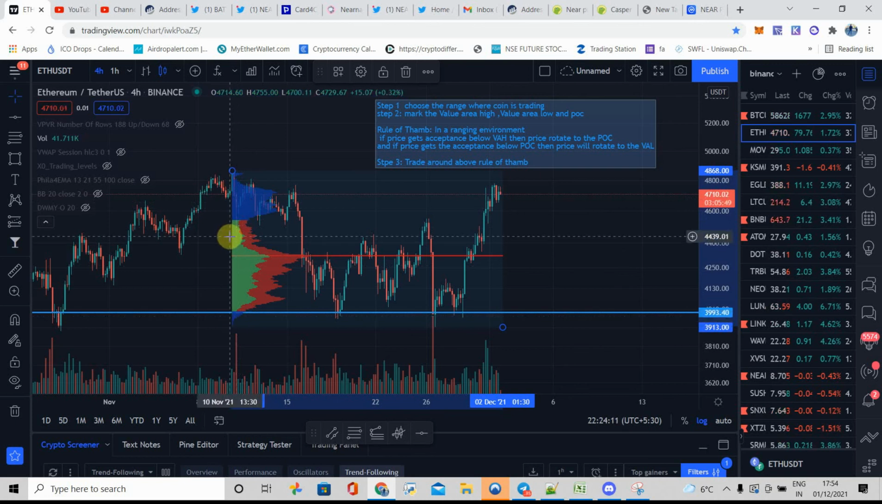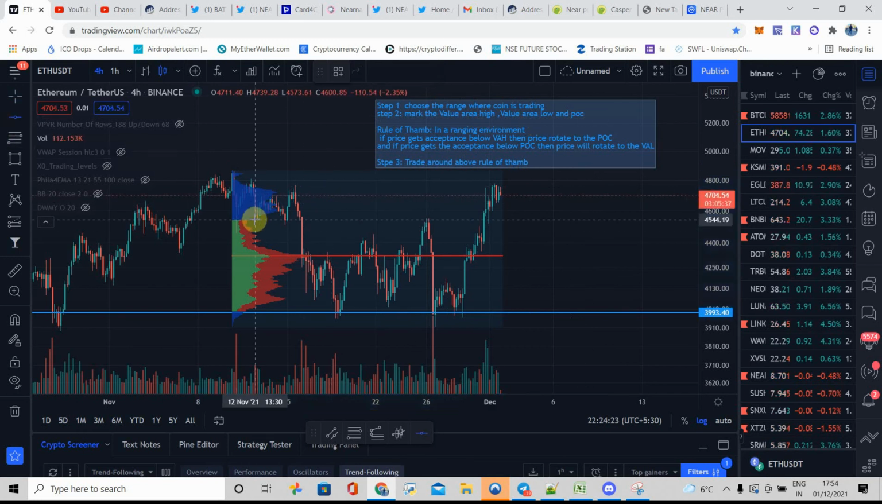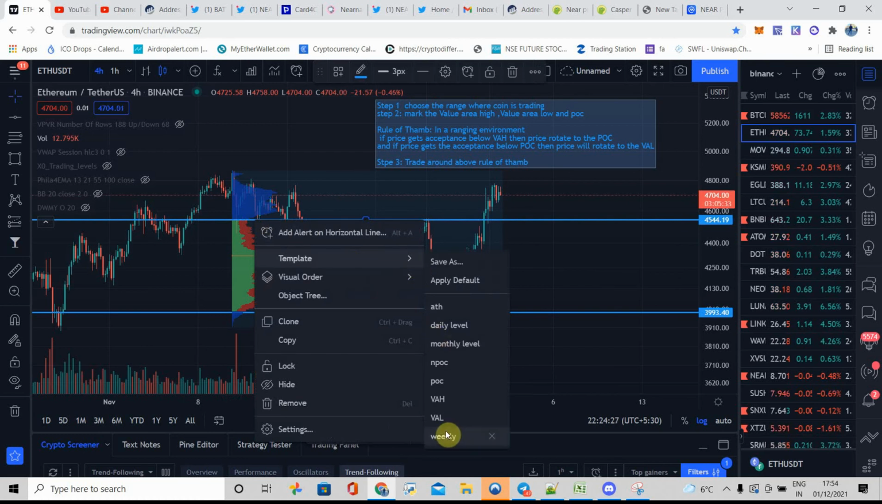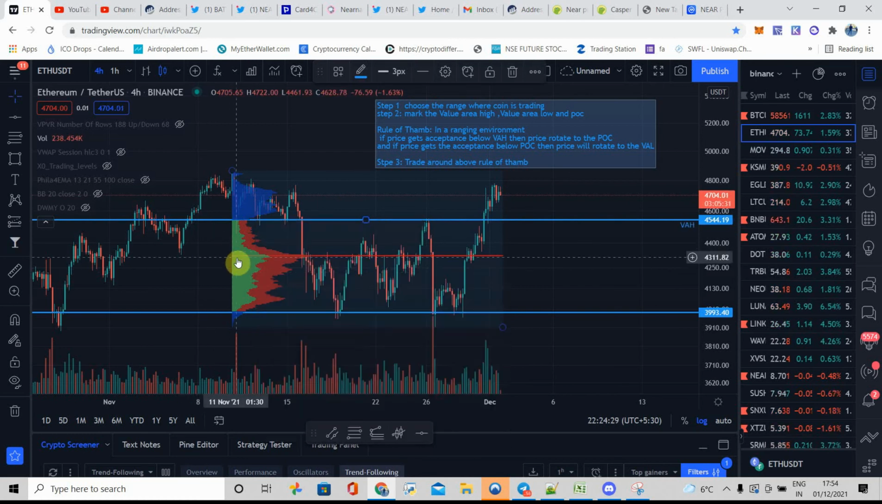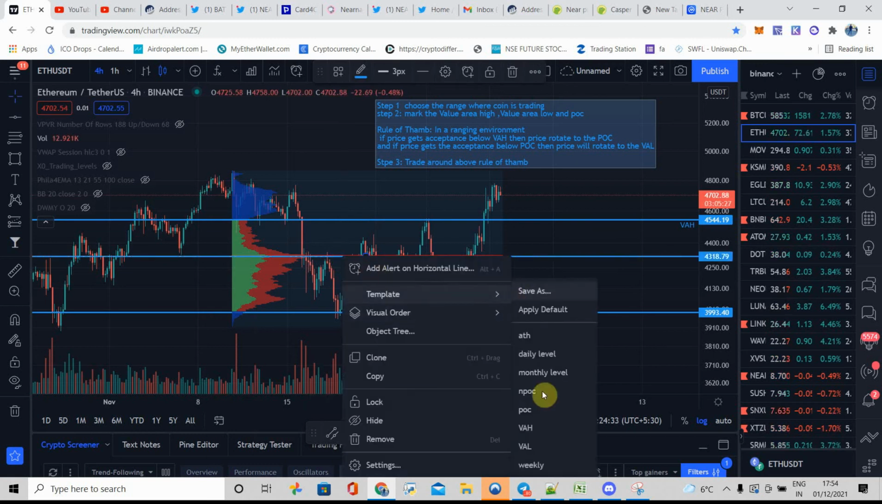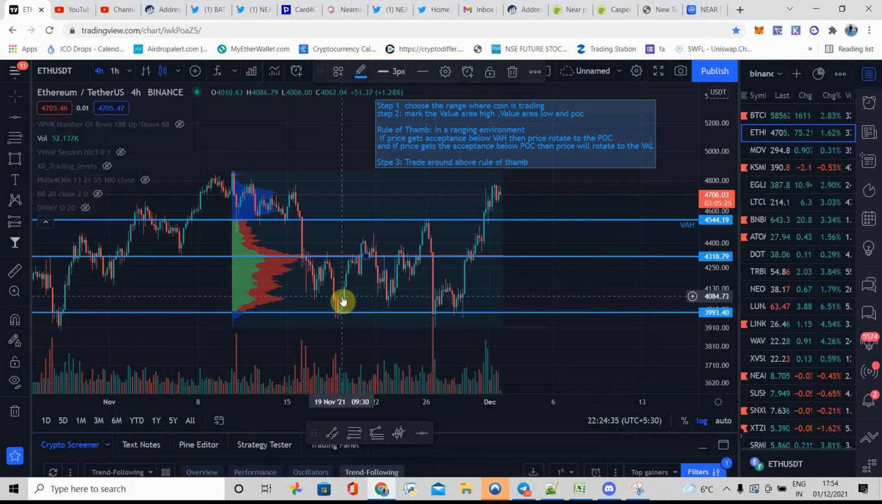So now the second step is to mark the value area high, value area low, and the point of control. This region is called the value area high. I will mark this as the value area high. This is the point of control. I will mark this as the point of control, and this region is called the value area low.